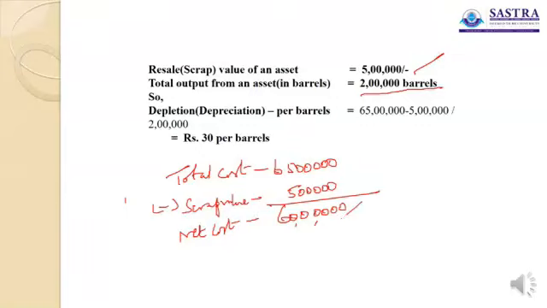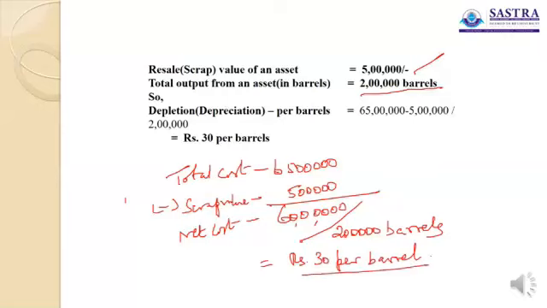2 lakhs barrels. So 60 lakhs divided by 2 lakhs barrels. What is the answer? The depletion cost is 30 per barrel. And every year there are different quantums of oil dug out, and for such oil quantum, the barrel rate is to be multiplied so as to know the cost of depletion at the end of every year.